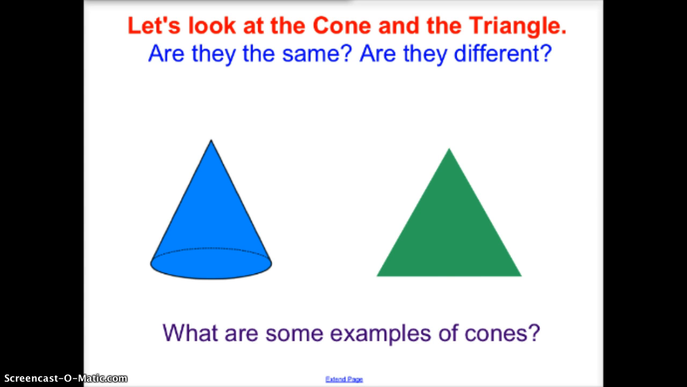The last one we're going to look at today is we're going to compare the cone up to the triangle. A triangle is a two-dimensional shape that's flat. But when I look at the cone, I see that it is three-dimensional. It has a circle at the bottom, but then it kind of looks like a triangle at the top. So there's some things that are the same and some things that are different.